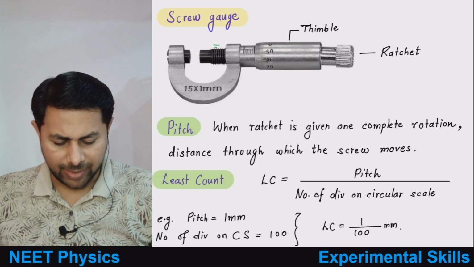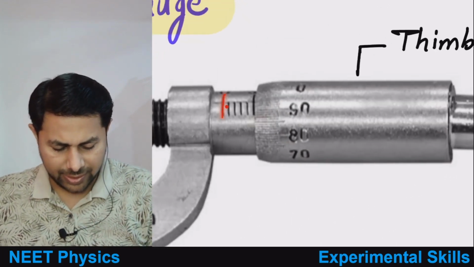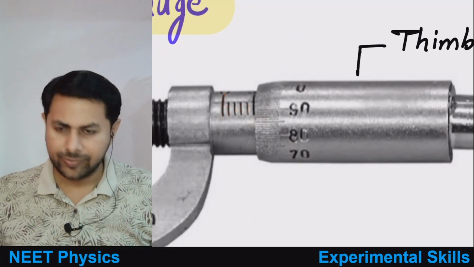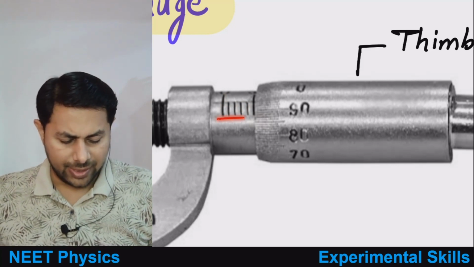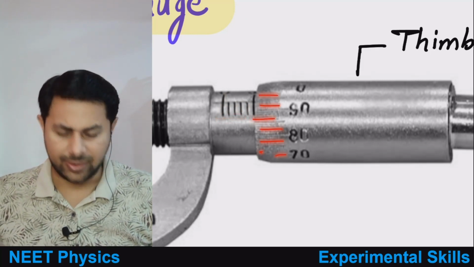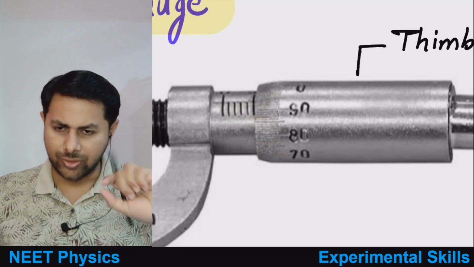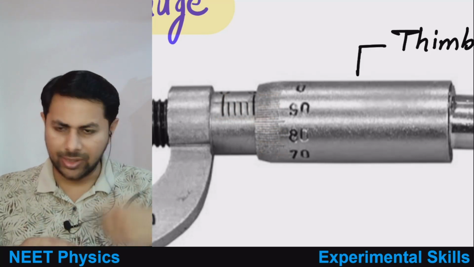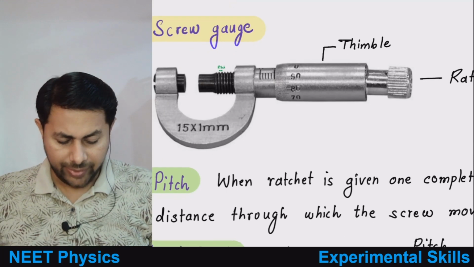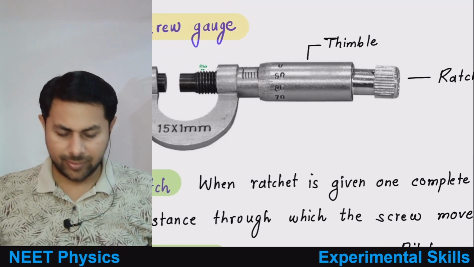You can see there are markings here. This one is the main scale of the screw gauge, and this one is the circular scale. As you rotate the ratchet, the circular scale will rotate, and you will get some reading.